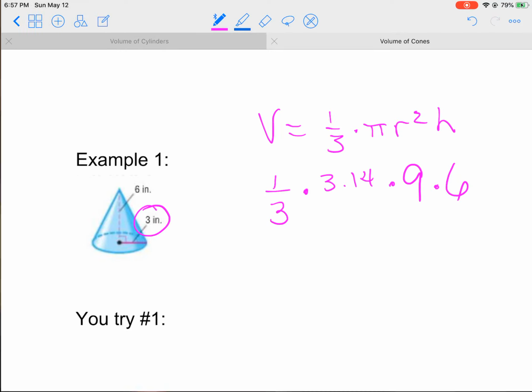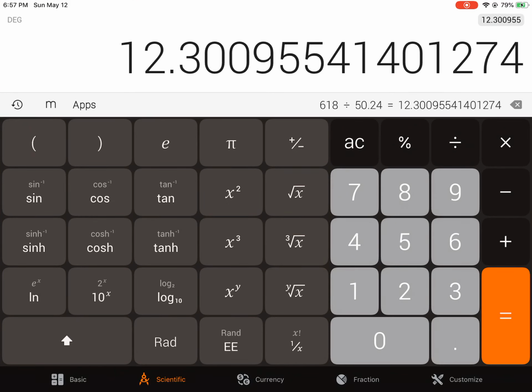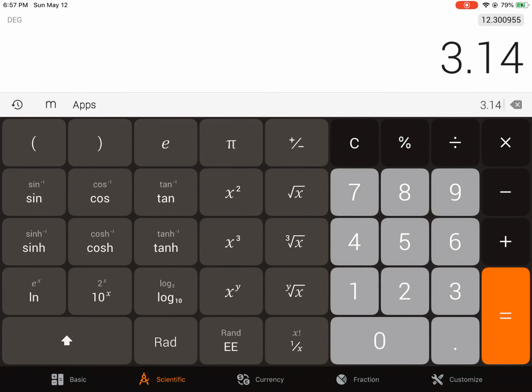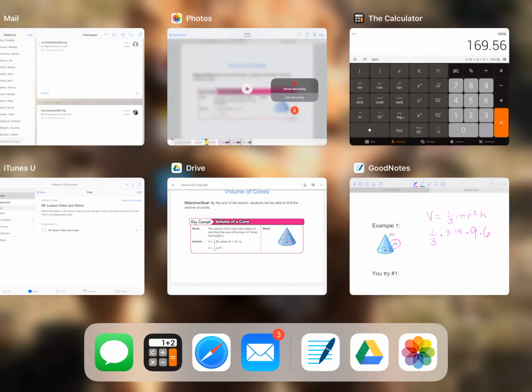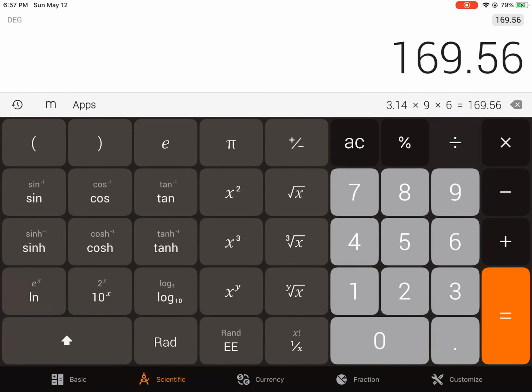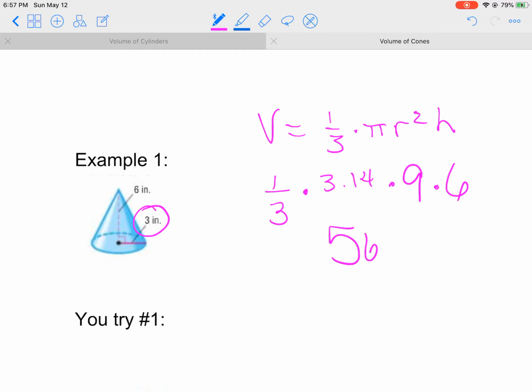So let's get our calculator out, and we will do 3.14 times 9 times 6 equals 169.56, and then we need to divide by 3, and we get 56.52. 56.52 inches cubed, right?